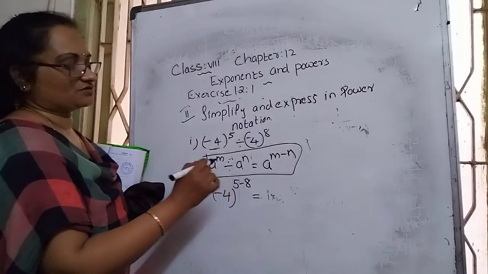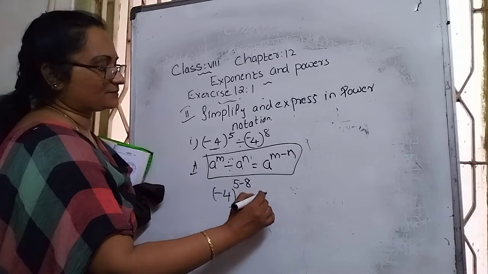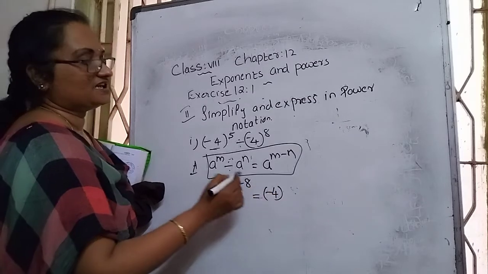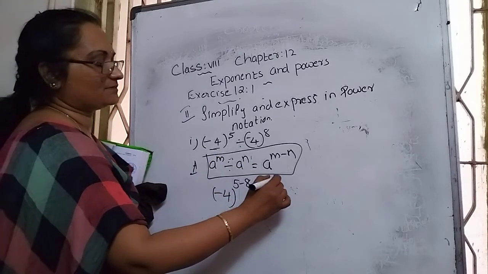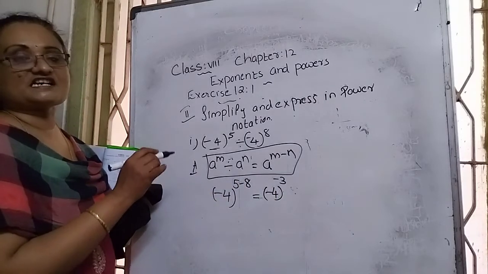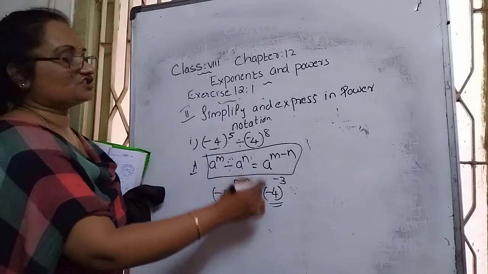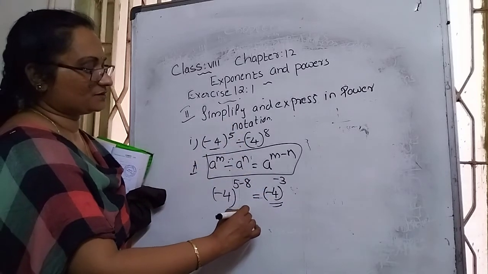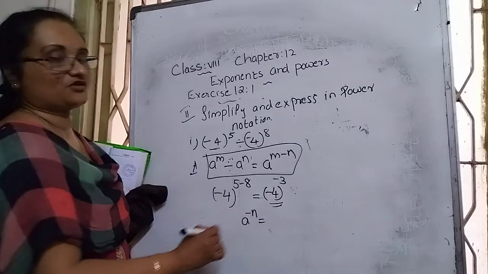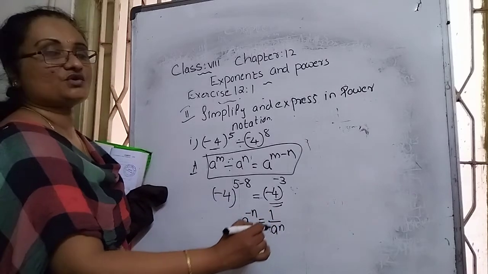Then subtract. 5 is a positive integer, 8 is a negative integer. Subtract and keep the bigger number's sign. 8 minus 5 becomes 3. The bigger number is 8, so the sign of 3 is minus: minus 3. That's why our power becomes negative. Again, which form is this answer in? It is in the form of a negative power, a raised to minus n.